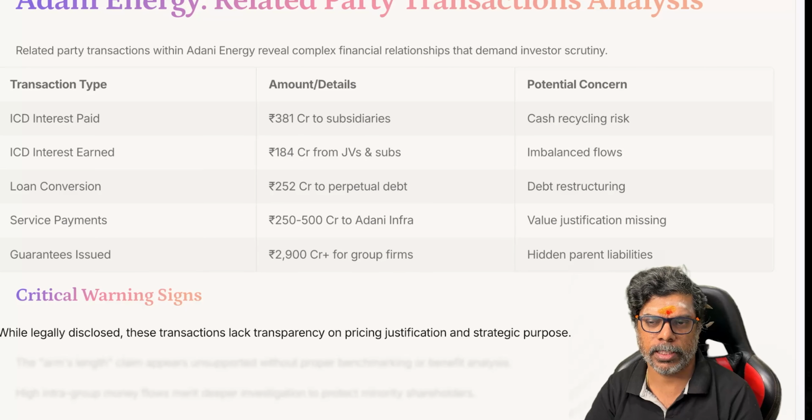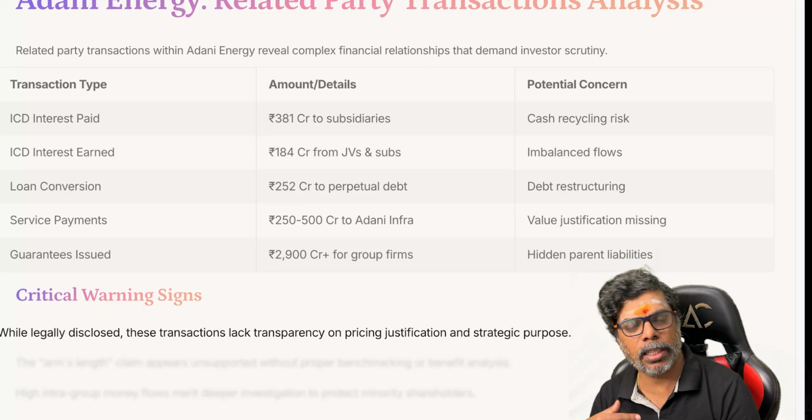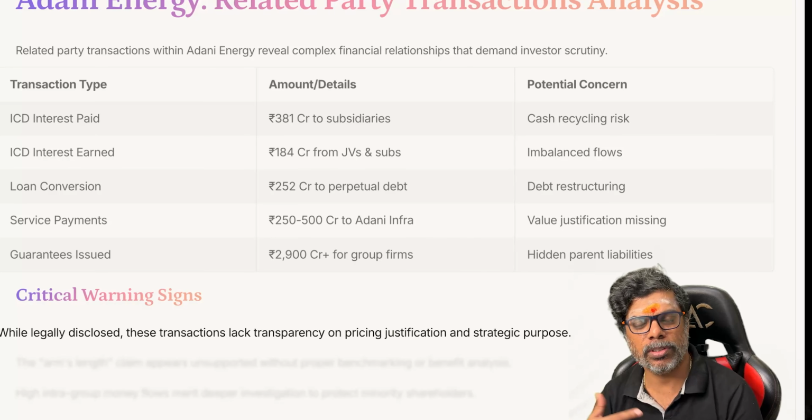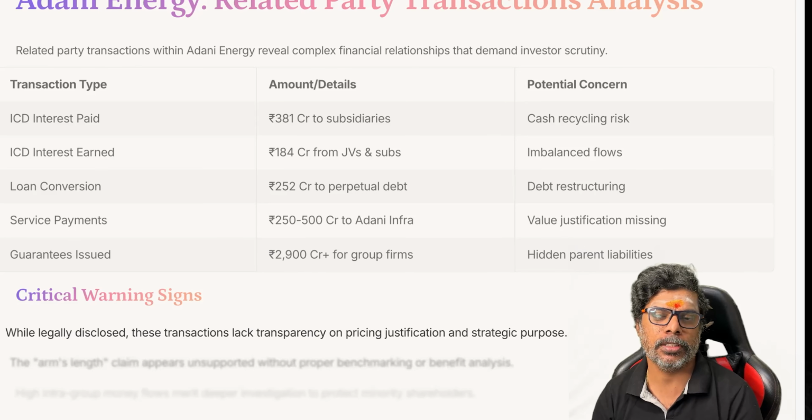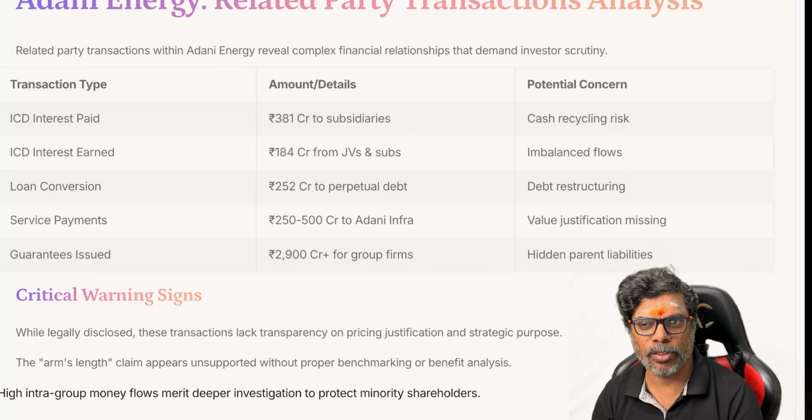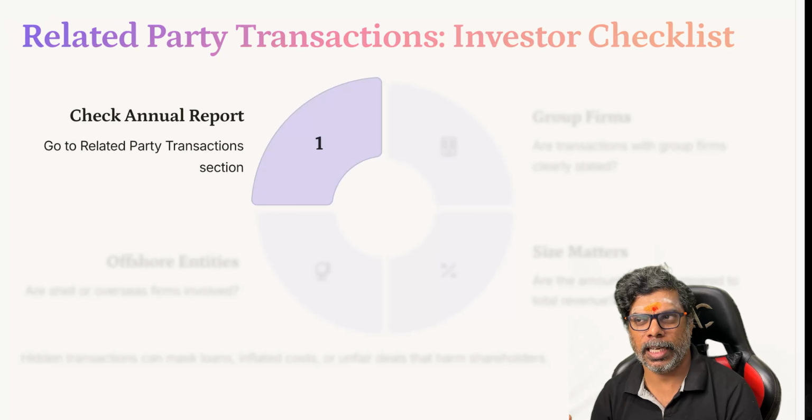I'll show this example. Okay, they might be legally disclosing all those things, but when you read them, right, you won't find transparency. You won't find the reason behind it. There won't be any relevant document supporting those things. Okay, so that's the whole point. So what you need is a checklist.